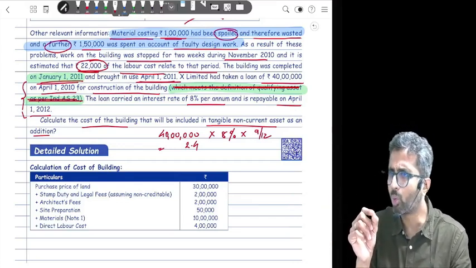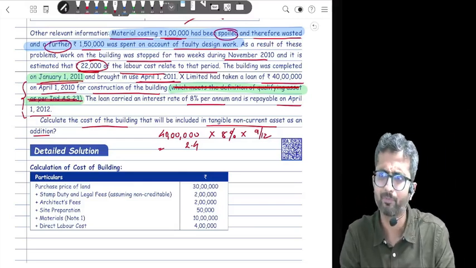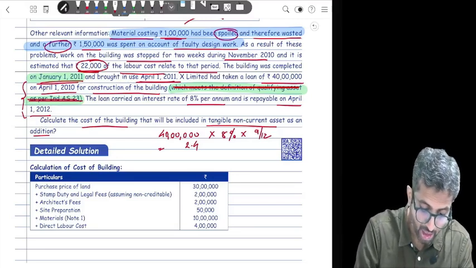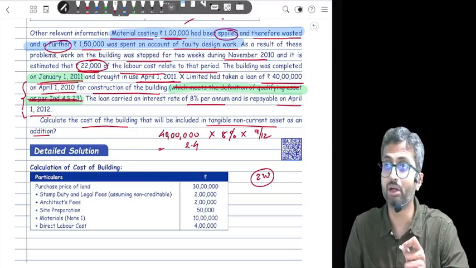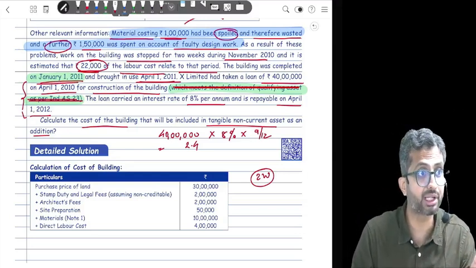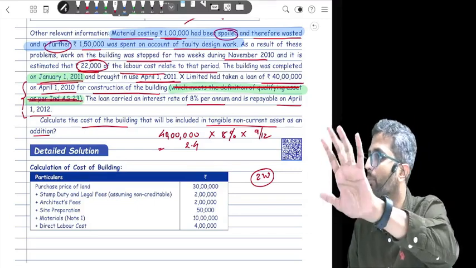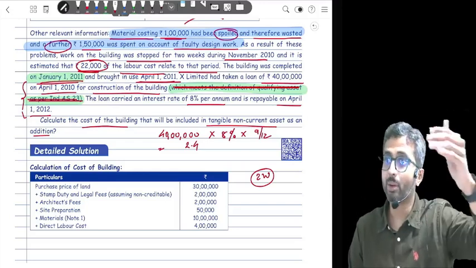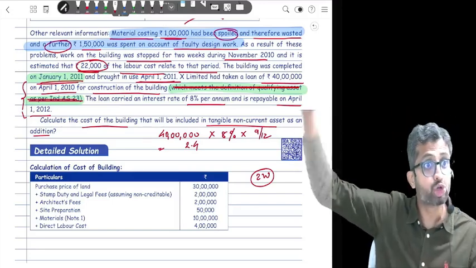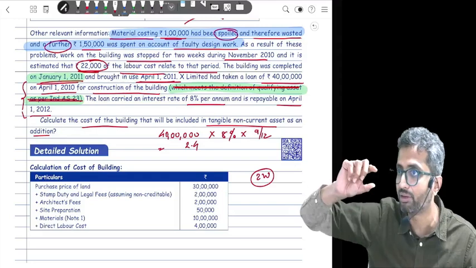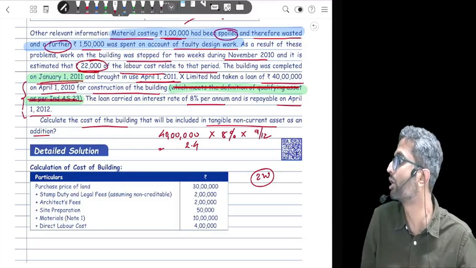Acha, I'll make one more discussion here. Some students might argue that for these 2 weeks, work was interrupted and labor cost was incurred. Did we capitalize the labor cost? No. But in those 2 weeks, interest cost would also be incurred, approximately half a month. So some student might argue that ideally the capitalization should not be for 9 months. It should be for 8.5 months, because for that half month you are also paying interest, but work is not happening.